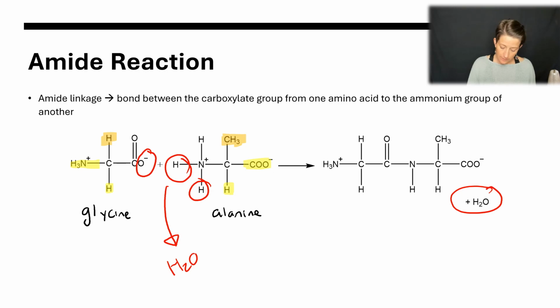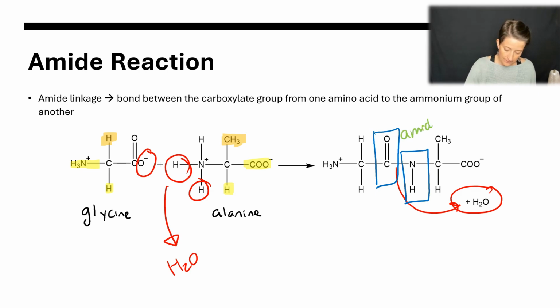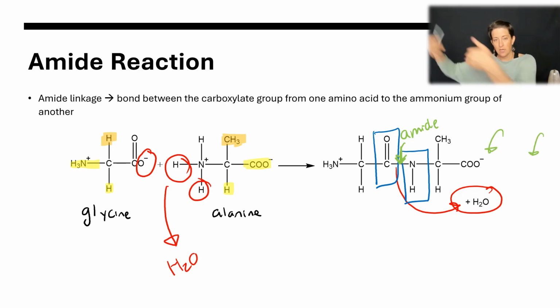So here's that water, and that water came from the reaction of that carboxyl group on our glycine with the amino group of the alanine. There we have our amide. So this is our amide linkage, our amide bond, or the functional group amide. And then we can keep adding on new amino acids to build onto our polypeptide.